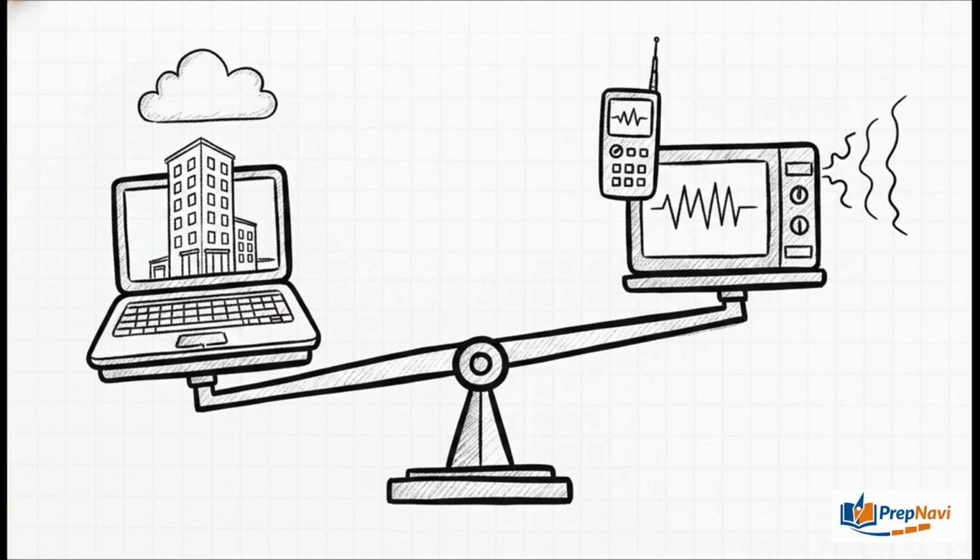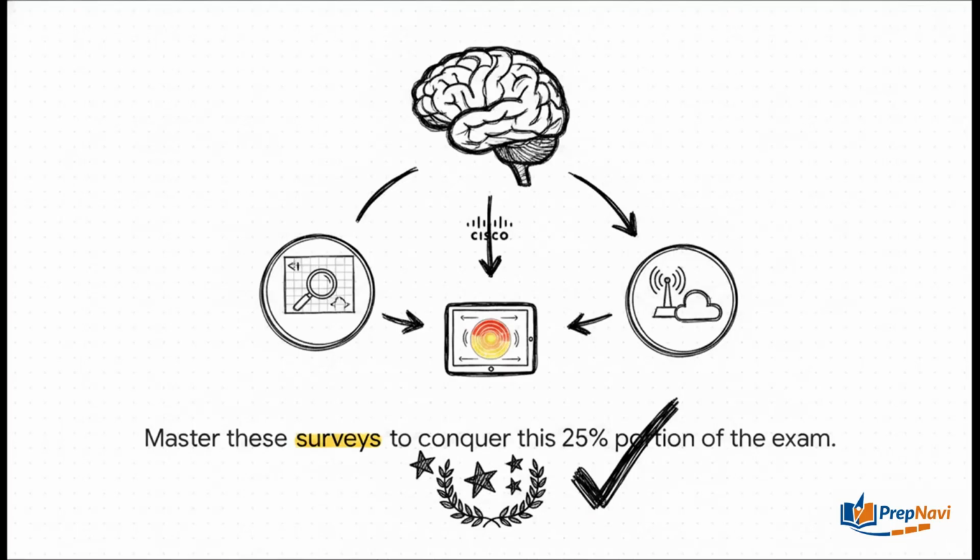I mean, you wouldn't use Chanalyzer to predictably model a brand new multi-story hospital, right? And you definitely wouldn't use Hamina's predictive algorithms to hunt down real-time RF interference in a warehouse. Understanding this specific distinction is exactly what the exam is trying to test you on. At the end of the day, mastering when to use each of these surveys and tools is the ultimate key to conquering this heavy 25% portion of the CCNP wireless exam.